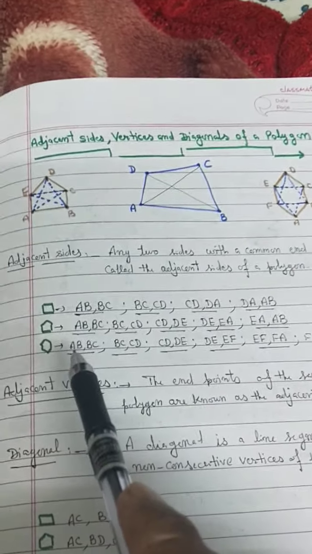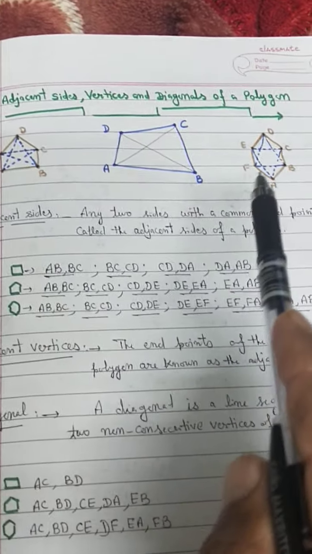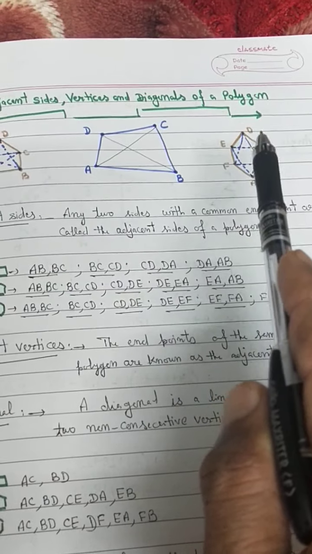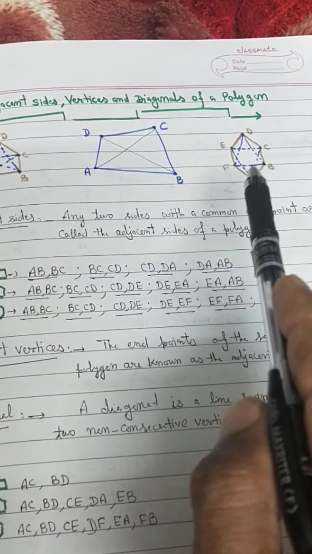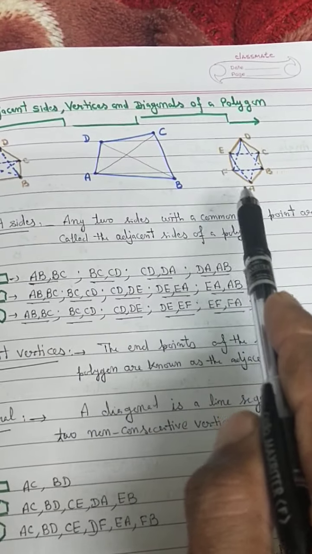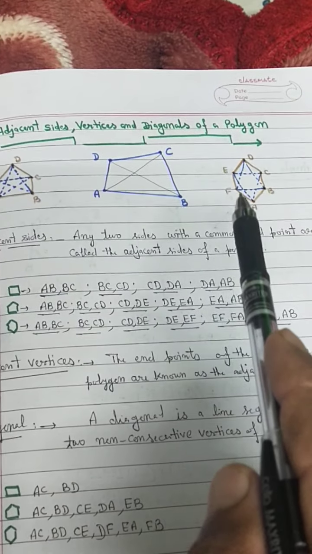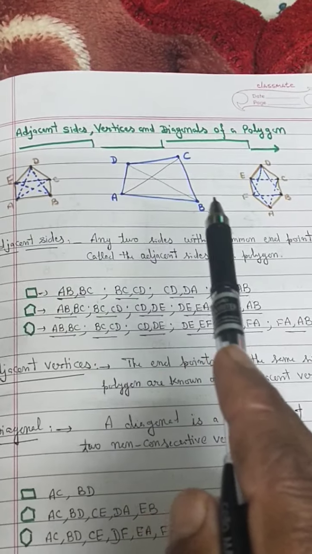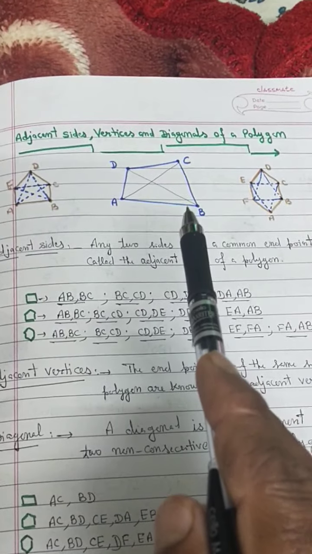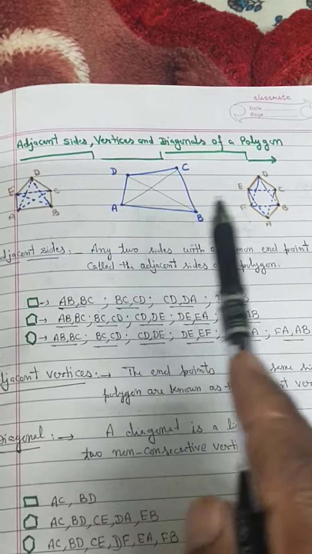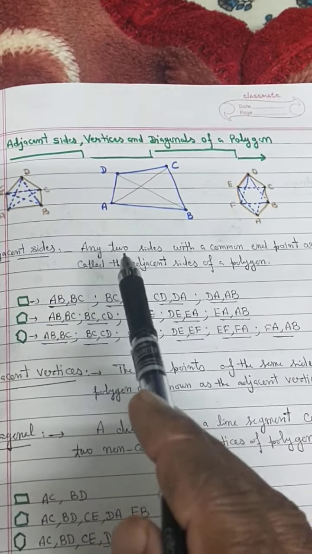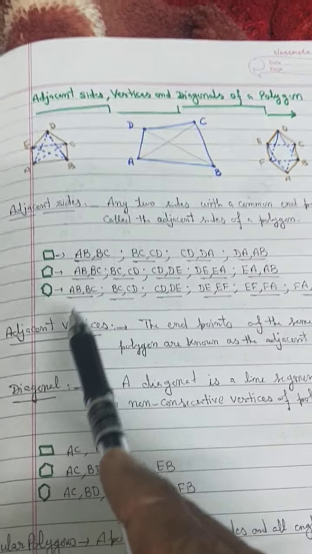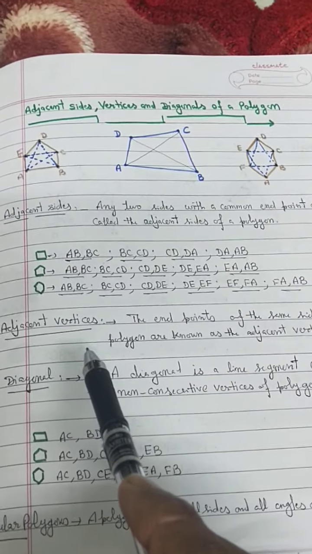Now in case of a hexagon, again the same: AB, BC; BC, CD; CD, DE; DE, EF; EF, FA; FA, AB. These are pairs of adjacent sides in the different polygons. Polygons will be either quadrilateral, pentagon, hexagon, heptagon, octagon, nonagon, and decagon.